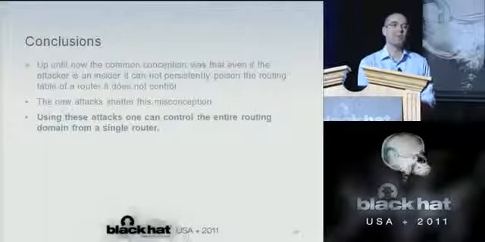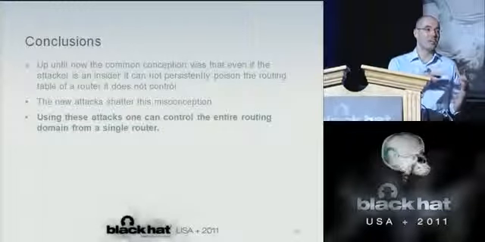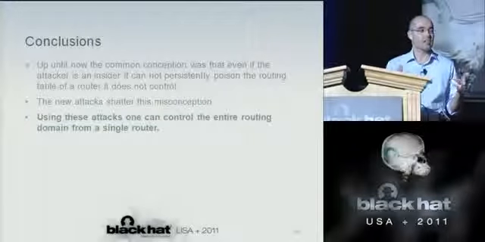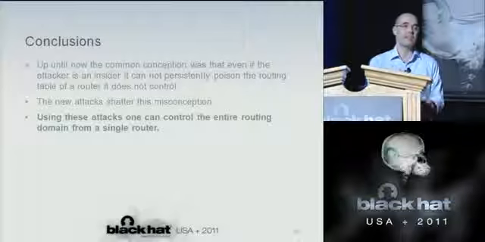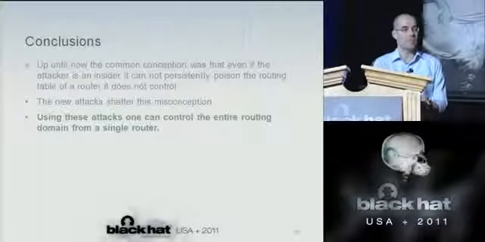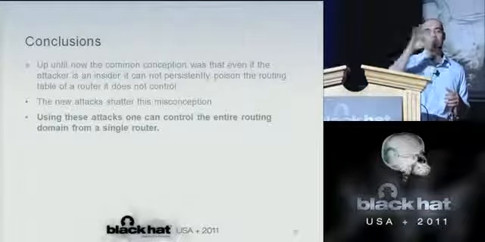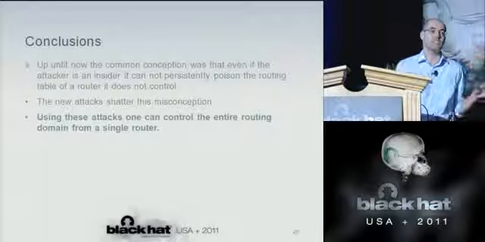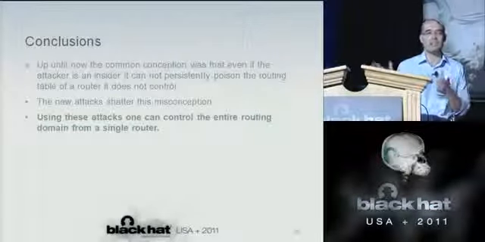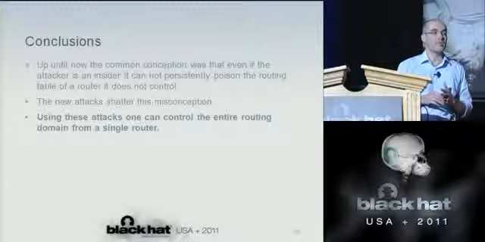So to conclude, the common conception until now was that an attacker inside the autonomous system, even if he knows the shared secret of the autonomous system, cannot really falsify the routing tables of other routers. As you have seen, these attacks actually shattered this conception. What it basically means is that if an attacker controls a single, arbitrary router in the autonomous system, it actually controls the routing process in the entire autonomous system. This is the whole point of this presentation, to show you that a single router can actually control the entire routing in the autonomous system.